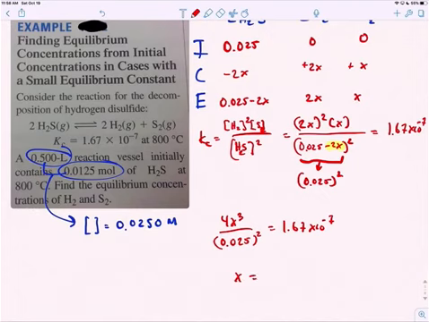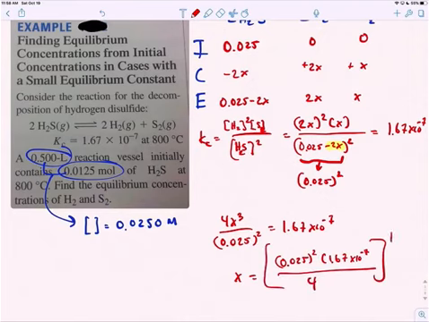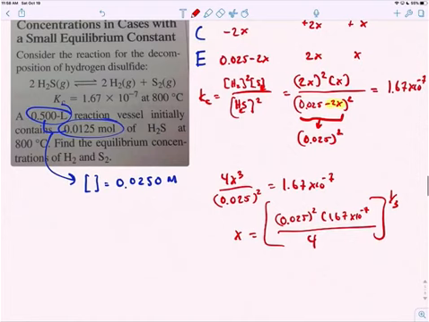That means x is going to be equal to 0.025 squared times 1.67 times 10 to the minus 7 all over 4, taken to the cubed root. So that's solving for x there, and then you put that in your handy dandy calculator, and you get x equals 2.97 times 10 to the minus 4.